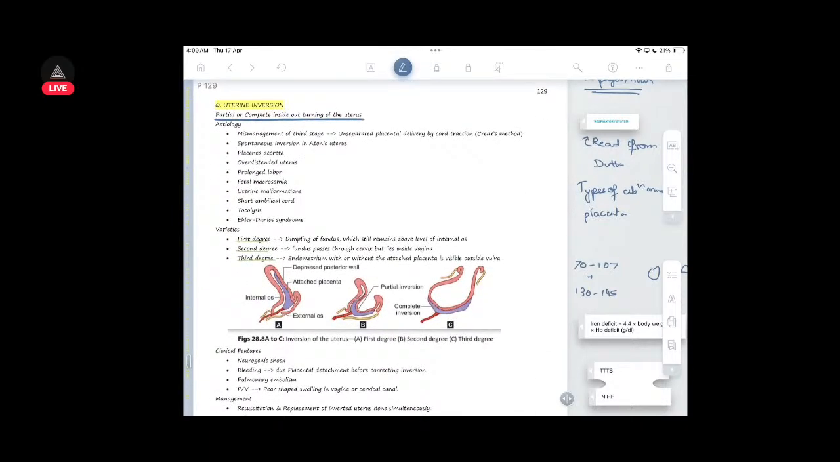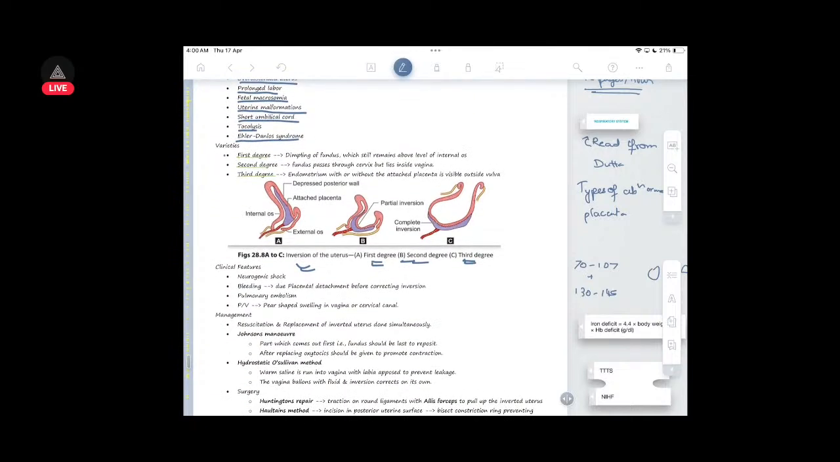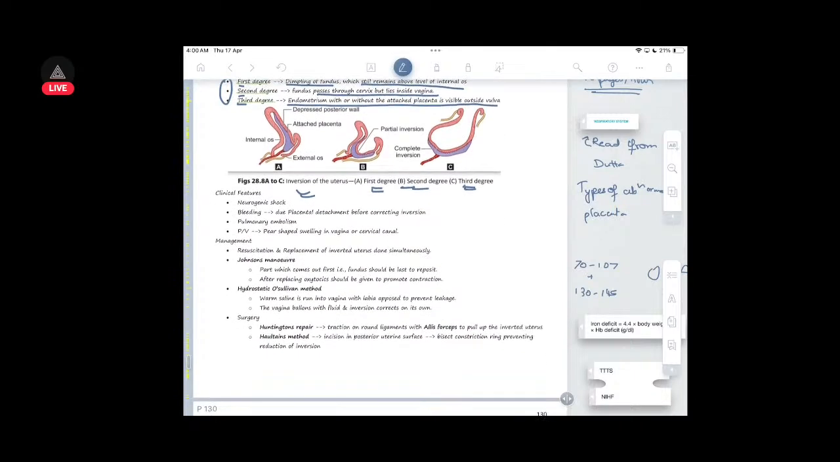Uterine inversion is partial or complete turning out of the uterus, caused by mismanaged third stage, such as pulling an unseparated placenta by the cord, or Crede's method. Okay. First degree, second degree, third degree is this much. Causes: spontaneous inversion in atonic uterus, placenta accreta, over distended uterus, prolonged labor, macrosomic fetus, uterine malformation, short umbilical cord, tocolytics, Ehlers-Danlos syndrome. So we have degrees: first, second, third. In the first, dimpling of fundus will be there, but it still remains above the level of the internal os. In the second, the fundus passes through the cervix but lies inside the vagina. In the third, the endometrium with or without the attached placenta is visible outside the vulva.